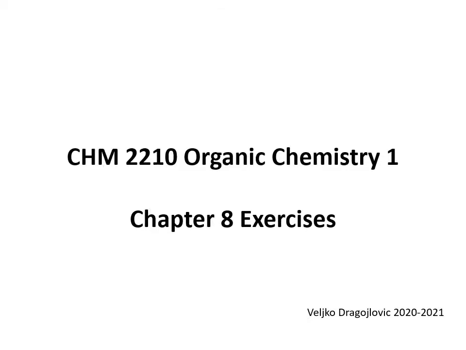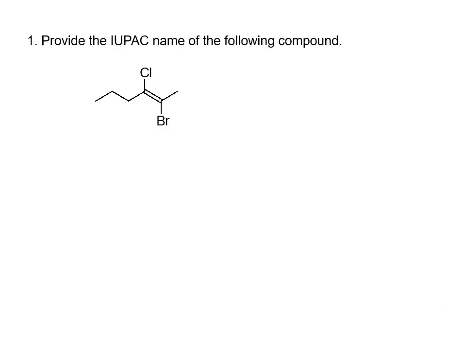In this video, we are going to examine 5 Chapter 8 exercises. Provide the IUPAC name of the following compound. So here we have an alkene, it's a disubstituted alkene, with bromine and chlorine atoms being the substituents.